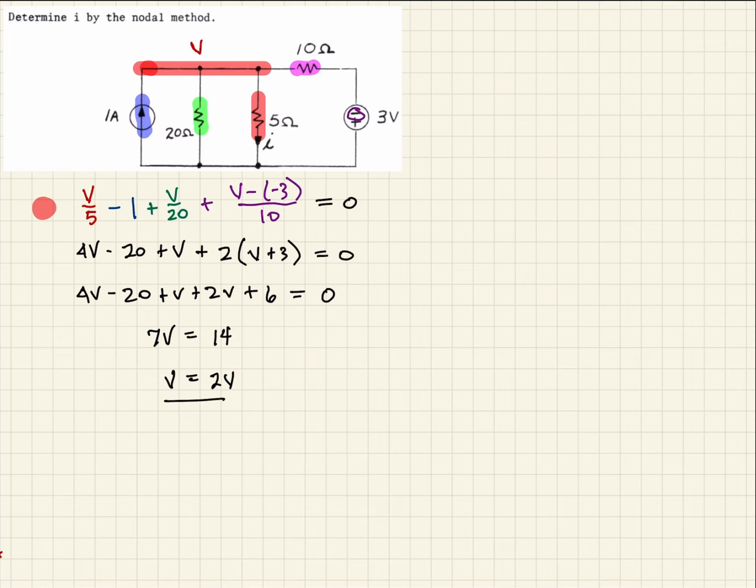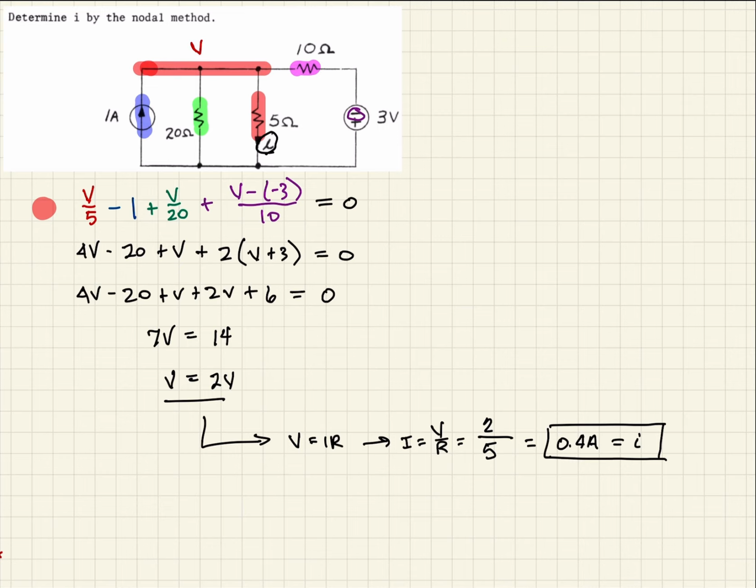So now we know what V is, but what we're looking for is I. Remember, we're looking for this I term. Well, by Ohm's law, we know that V is equal to IR, right? So then I is equal to V over R. And so for voltage, we know the voltage drop across that is just V. So that's 2, divided by the resistance, which is 5. And so when we calculate that out, that's going to be 0.4 amps. So this is equal to I. So that's using nodal analysis to determine what the value of I is in this circuit.